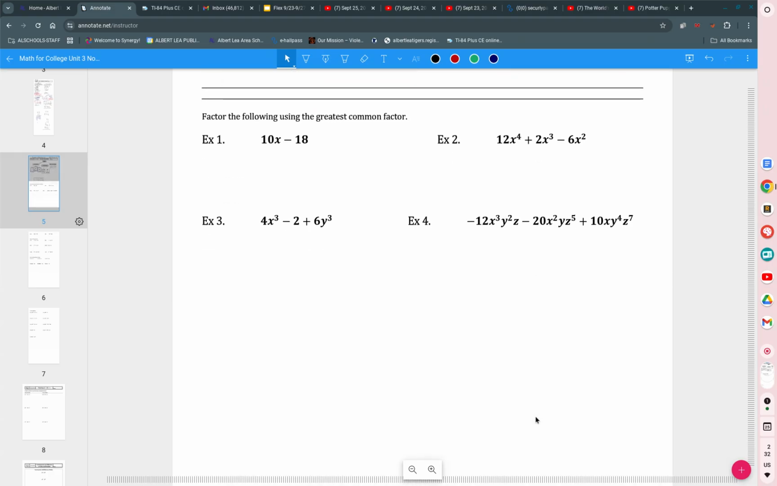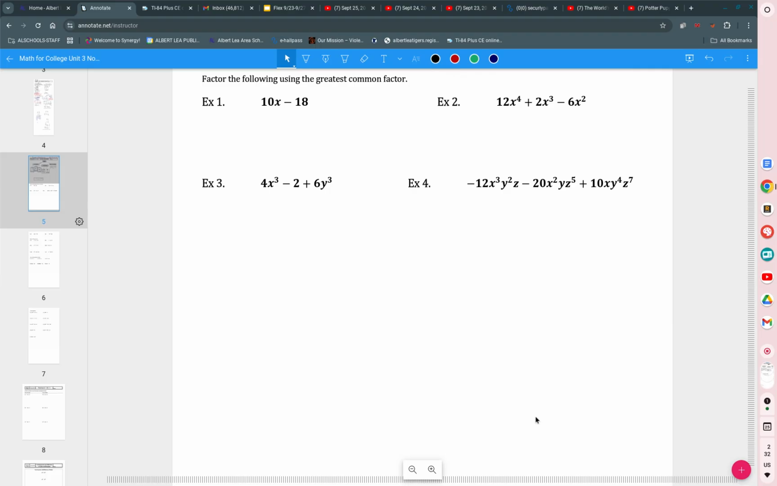Greatest common factor. What is the greatest common factor that you can take out of 10x and 18? What are they both divisible by? 2. So as you factor that out, you're left with 5x, because 2 times 5x is 10x. And then you have 2 times 9 is 18. And that's my factoring using my greatest common factor. Sometimes you can not just factor out numbers, but you can also factor out variables. My common factor is 2.